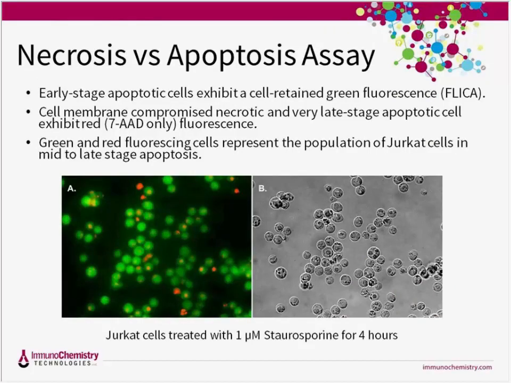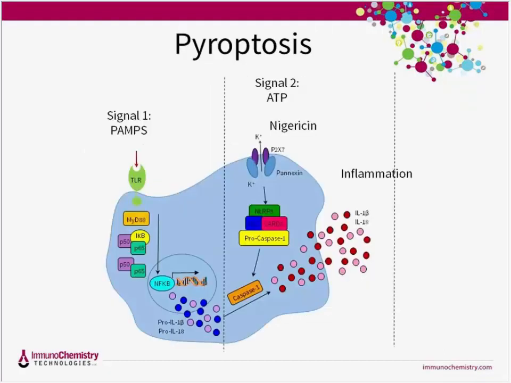So we can see here in this image that the early stage apoptotic cells are stained green. There's just a few necrotic cells in this sample, and these only have red fluorescence. And then we do see some green and red fluorescing cells that are in late stage apoptosis as well.